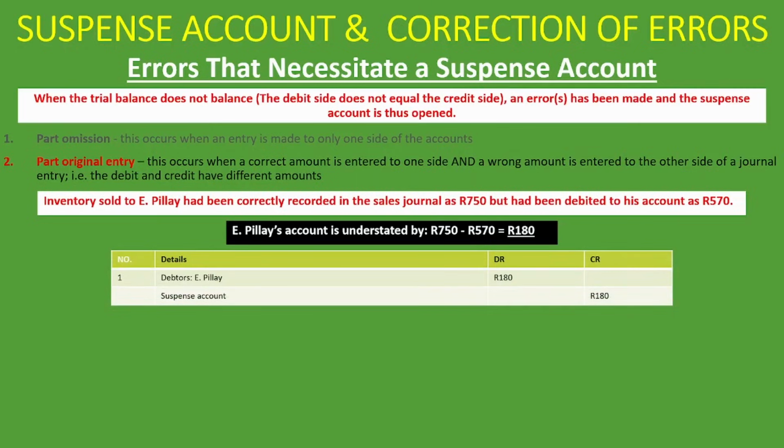So here's how it's going to look. Debit debtors Ipile 180 Rand and credit the suspense account 180 Rand.